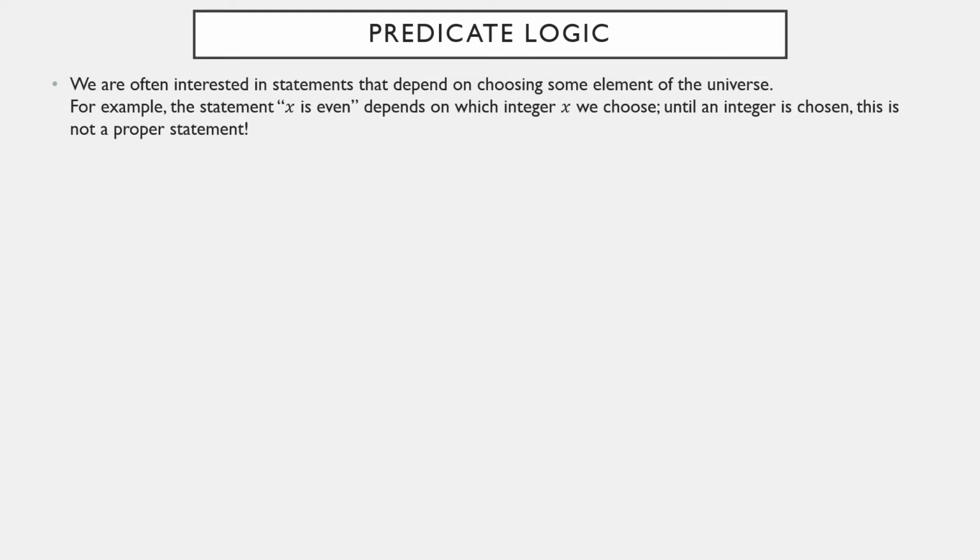So we're interested in statements that depend on elements of the universe. For example, if I say X is even, on its face, this isn't even a statement because X is a letter, but we kind of understand that X is supposed to represent an integer, but it depends whether X is a certain type of integer or another, whether this is true or false. Until the integer X is chosen, it's not even really a statement.